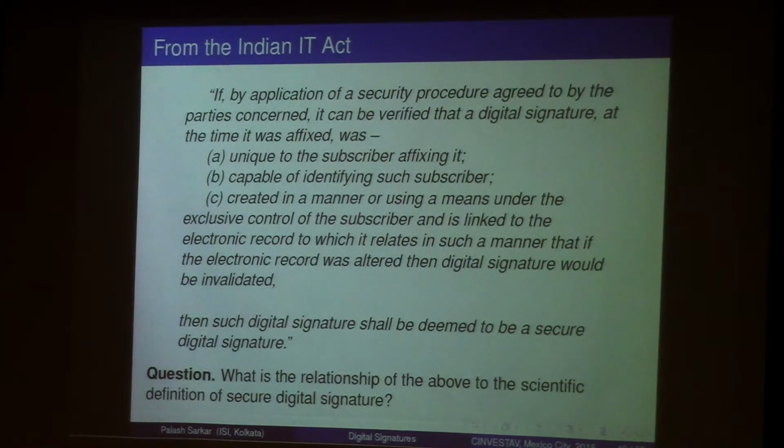But I've given you a different definition. Right? That's a more scientific definition. Now, how does this relate to this definition? I really have no idea. You show that this setup, signing, verification, definition in a court of law will be thrown out. In a court of law, you'll have to argue based on this.